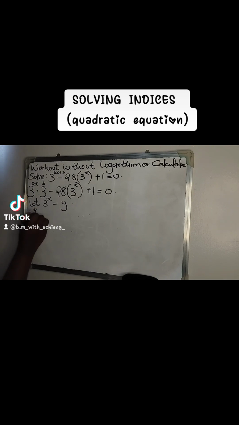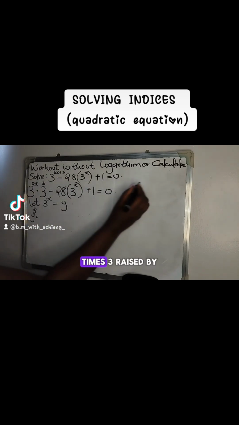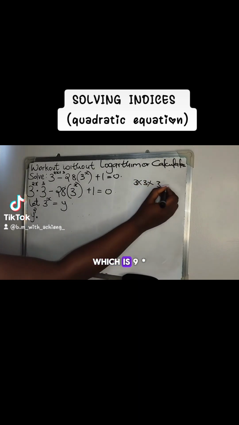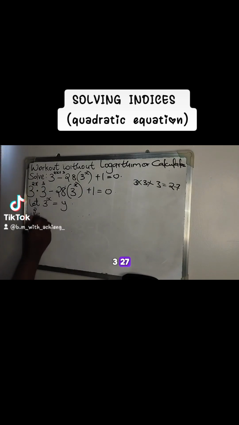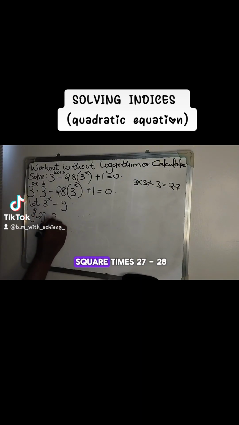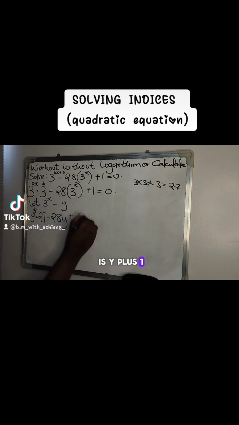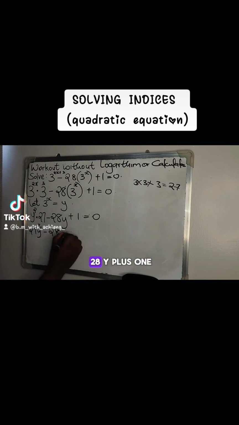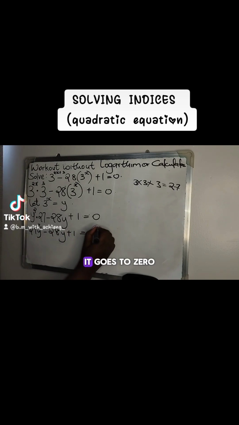Okay, times 3 raised to power 3 is the same as 3 times 3 times 3, which is 9 times 3, 27. So we have y squared times 27 minus 28. 3 raised to power x is y plus 1 is equals to 0. So we can multiply 27 and y squared, so that we have 27y squared minus 28y plus 1 is equals to 0.